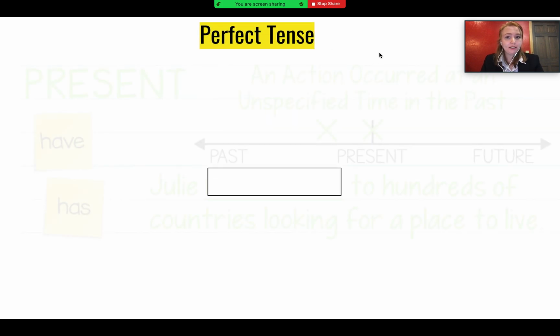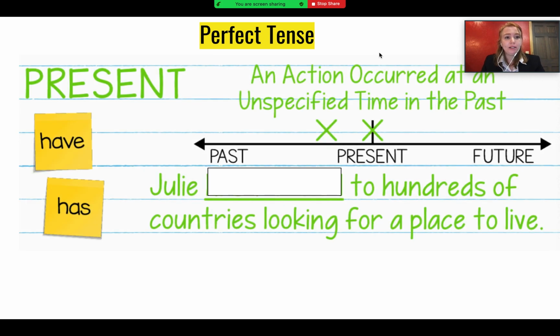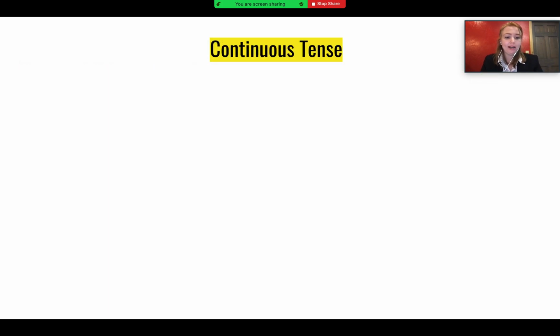When we're looking at perfect tense of the present, it's an action that has occurred at an unspecific time in the past. We can add a have or a has. So this is when we're looking at subject-verb agreement, and we need to know which one is the best choice. So for this example, Julie has traveled to hundreds of countries looking for a place to live. And that can be a little bit challenging, but you'll be able to understand whether to use have or has after you've practiced plenty.